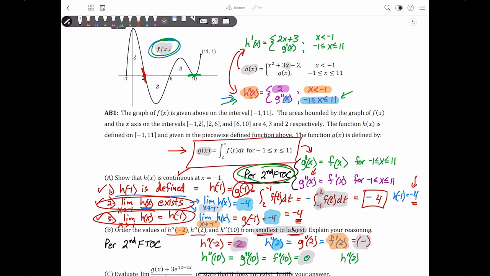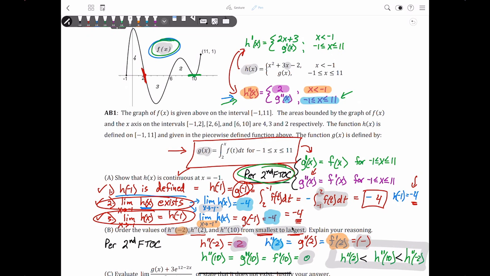So we're going to say it is less than our next value, which is equal to 0. And that was at h double prime, let me write that in, h double prime at 10. Okay, and then last but not least, this is less than our final piece that was being asked, which was h double prime at -2. So we found the values of h double prime at -2, h double prime at 2, h double prime at 10, and here's the answer from least to greatest.